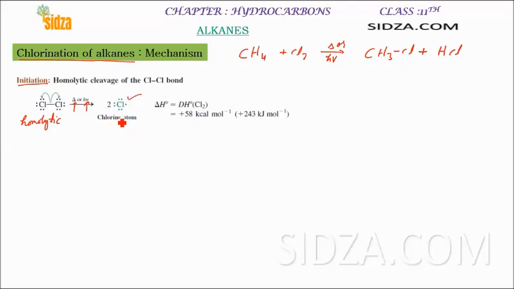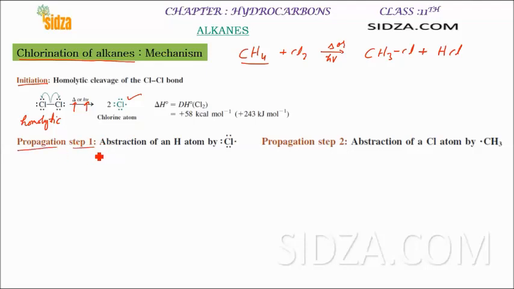In the second step, the same free radical will attack the methane, the CH4 molecule. That's called the propagation step. Propagation occurs in two steps: propagation step number 1 and propagation step number 2. In step 1, the free radical which was generated in the initiation step now attacks the methane molecule, the alkane, and it takes a hydrogen from the CH4 as H free radical. So there is a homolytic bond fission in the carbon-hydrogen bond, and that hydrogen reacts with the chlorine and forms HCl.